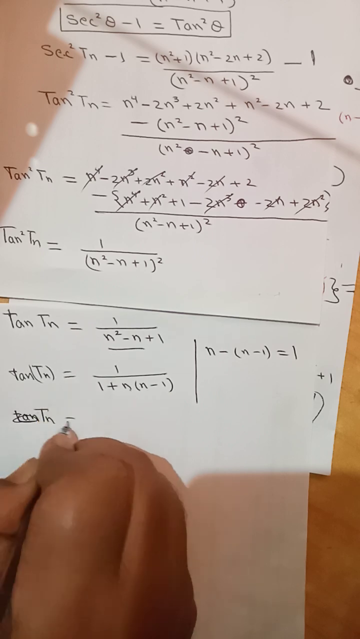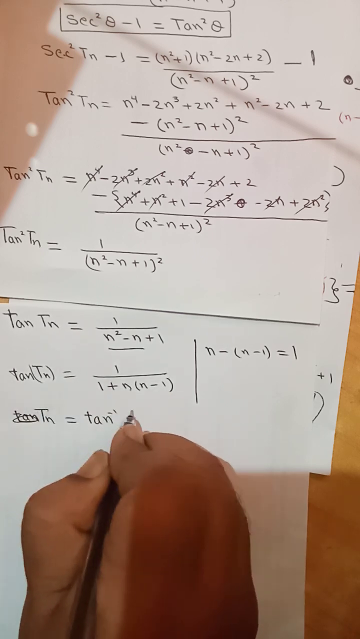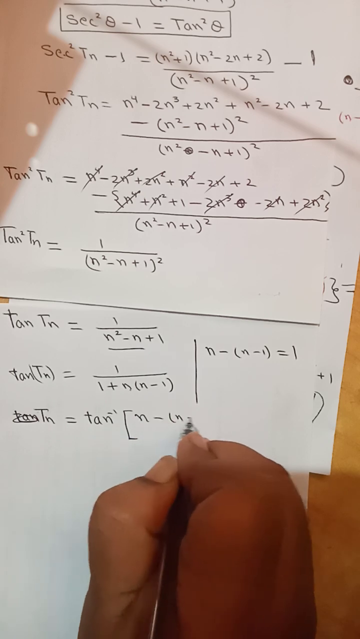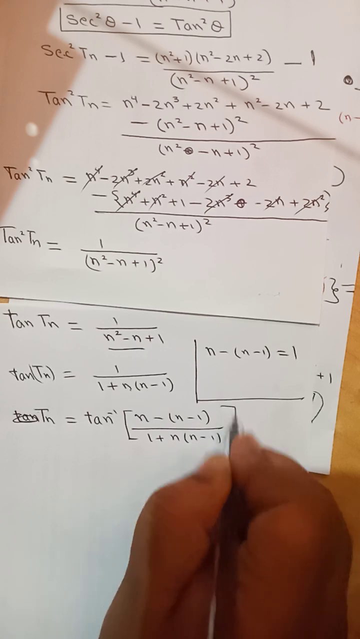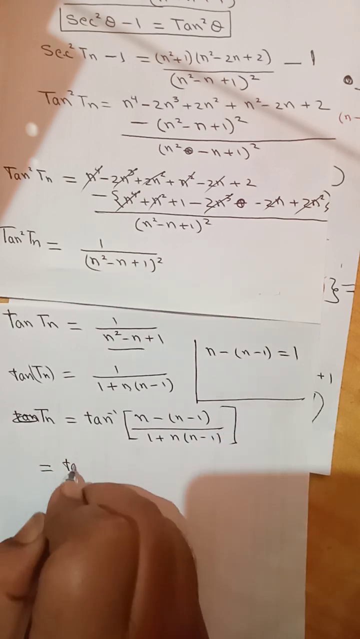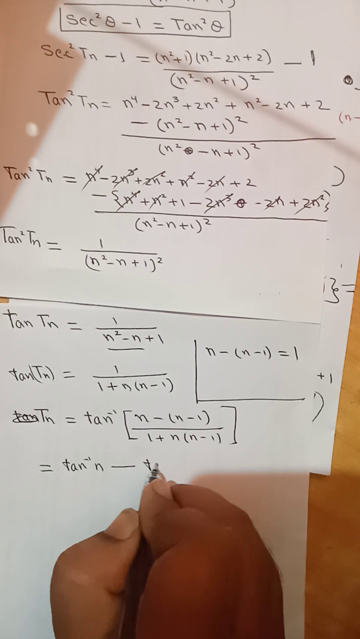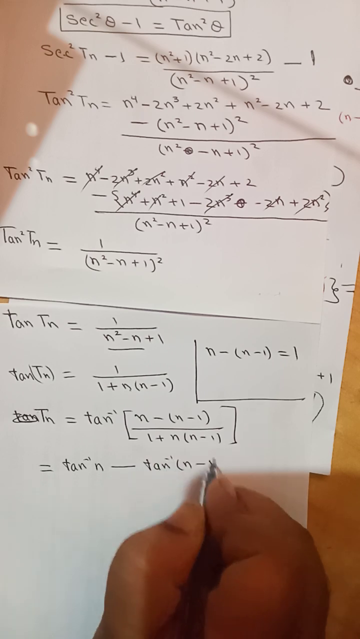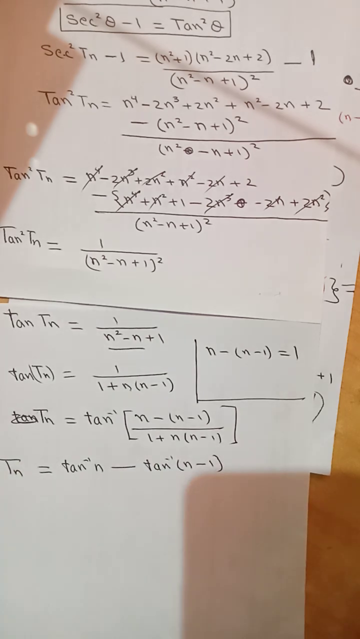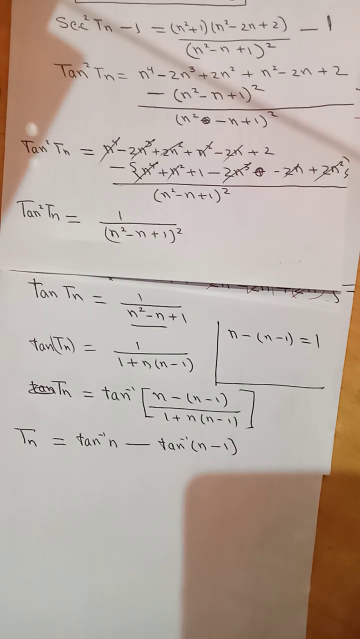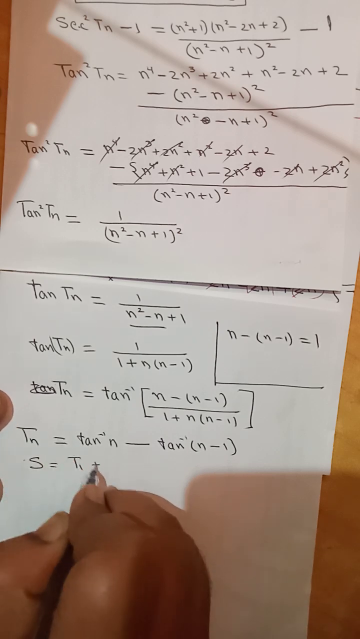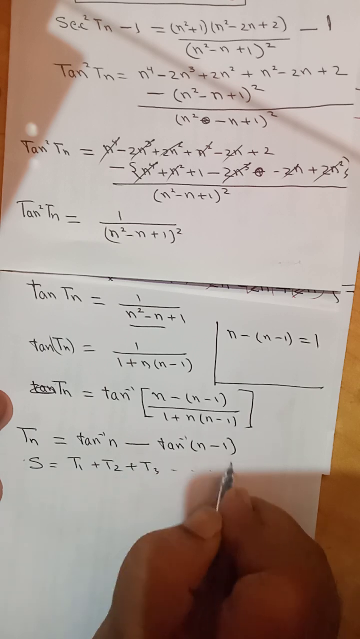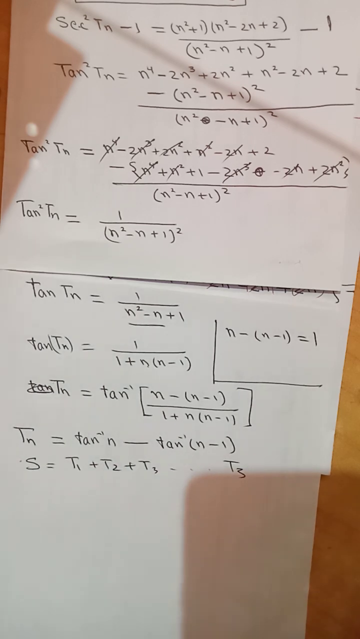Tn is equal to, I will shift again tan inverse this side, tan inverse of n minus 1 whole divided by 1 plus n into n minus 1 is equal to tan inverse of n minus tan inverse of n minus 1. General term Tn is equal to, any method you can solve it. Okay, from here again summation will be there. S is equal to T1 plus T2 plus T3 up to Tn. Sum of all the terms Tn.